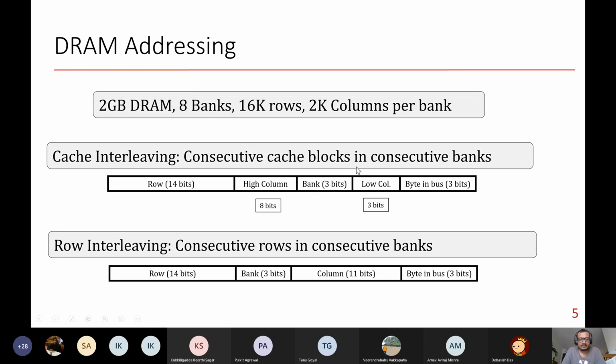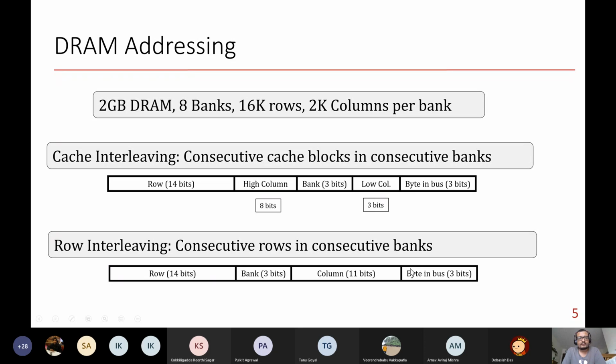After bit number 6, you will see that you're finding the bits that are driving the bank number, which means the consecutive cache lines will actually be mapped to consecutive banks. I'm not going into the details, but that helps in providing some form of bank level parallelism, which can be exploited if your requests are scattered across different banks. The other way that I'm showing at the bottom is the row interleaving.